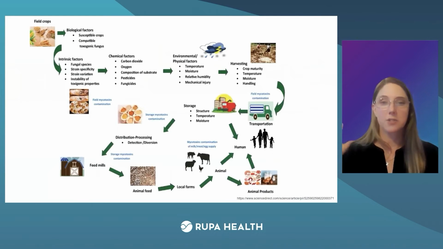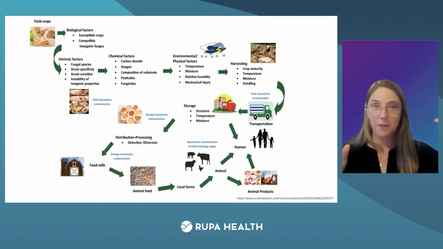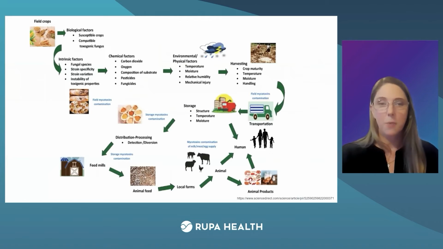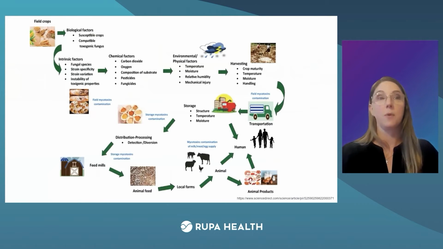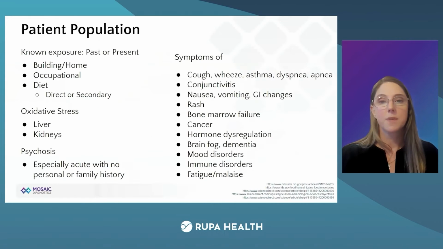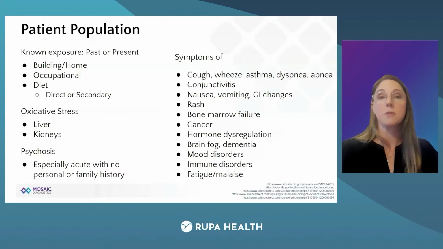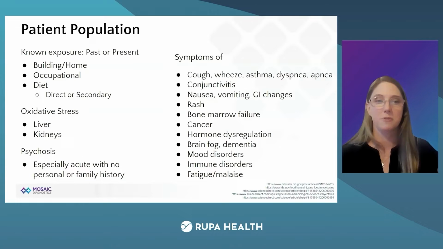And then this is a nice, huge diagram of start to finish. Here's all the ways that we could potentially be exposed to mycotoxins. We get a lot of pushback from people because they think that they are only exposed to mycotoxins when they see mold in a building, and that is unfortunately just not true. So the patient population for mycotoxins is a past or present exposure, again, because they bioaccumulate just like all of the other things we've talked about so far.